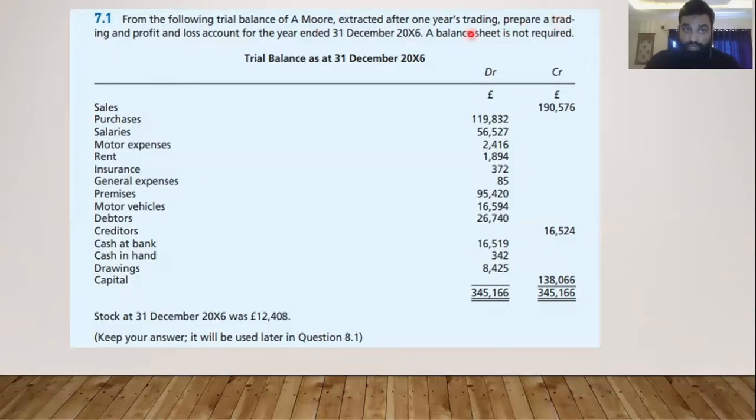Prepare what? Trading and profit and loss account. Now this is another name for income statement. For the year ended 31st December 2006, we are going to make it for a year. As I told you, it's always made on a yearly basis. Today, we will only make the trading section, that is, up to gross profit.